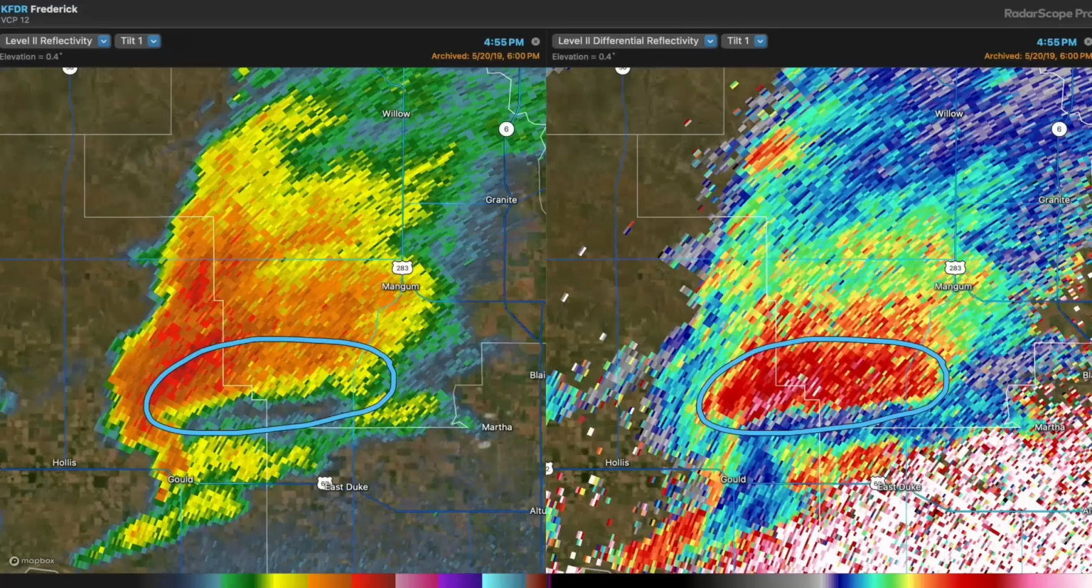Streamwise vorticity is much more favorable for inducing supercell tornado genesis than crosswise vorticity. Therefore, because the ZDR arc is tied to environmental storm relative helicity and streamwise vorticity, a ZDR arc can be a sign that tornado genesis may soon occur.